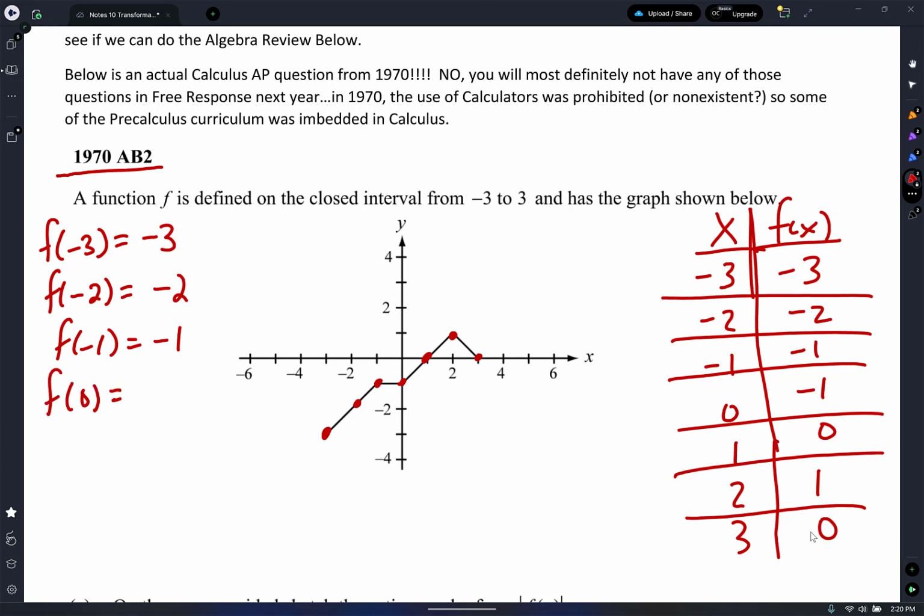f of 0 equals -1. f of 1 equals 0. f of 2 equals 1. And f of 3 equals 0. Just another way to represent the data. Are we okay so far? Nothing crazy, right? Okay, I'll wait for you guys to catch up.